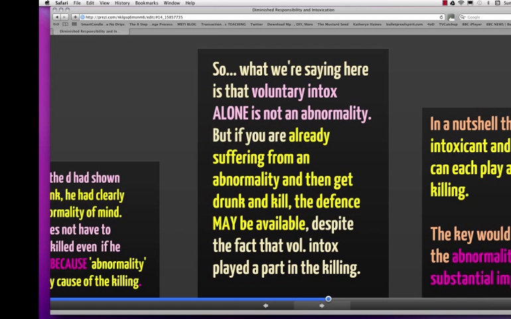So what we're saying here is that voluntary intoxication alone is not an abnormality. But if you're already suffering from an abnormality and then you get drunk and kill, the defence may be available, despite the fact that intoxication played a part in the killing.